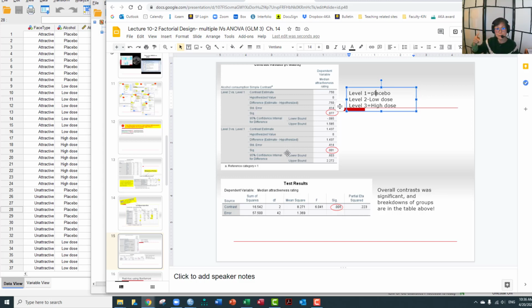Not by these two groups though, the attractive picture, unattractive picture. No, it's looking at only what? These three differences, main effect, because the main effect also came out significant.